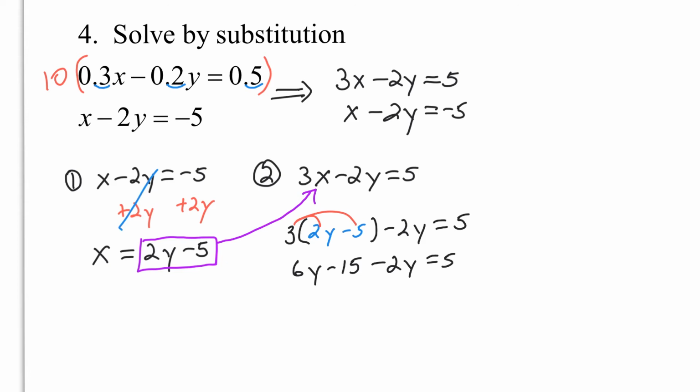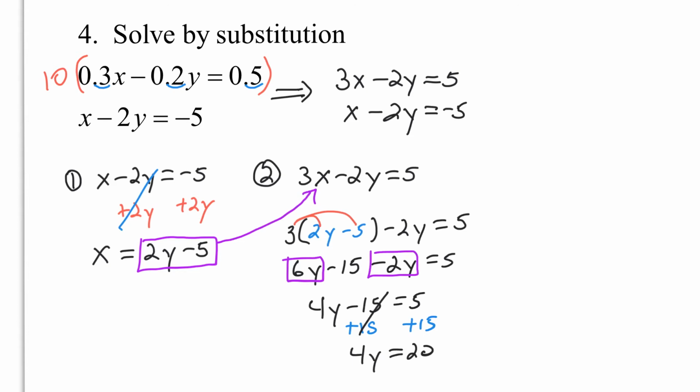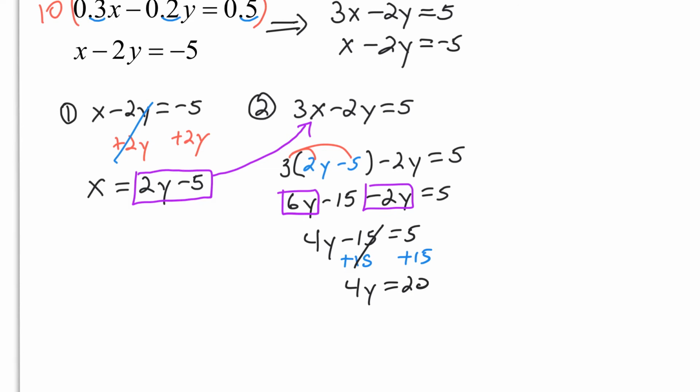And you start solving. Combine like terms right here. Oops, that didn't come out right. Let's try again. There's the box. And combine terms over here. So we have 4y minus 15 equals 5. You add 15. The idea right now is to get the y by itself. So 4y equals 20. You divide by 4. And the answer is y equals 5. All right.